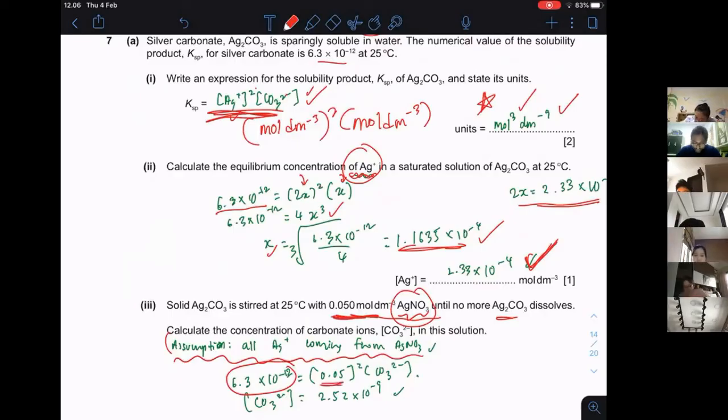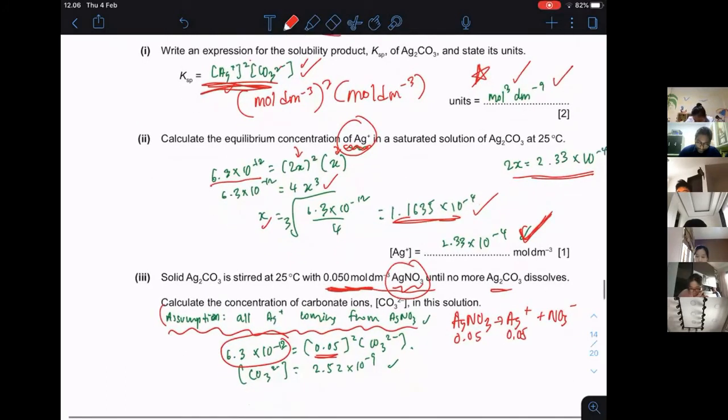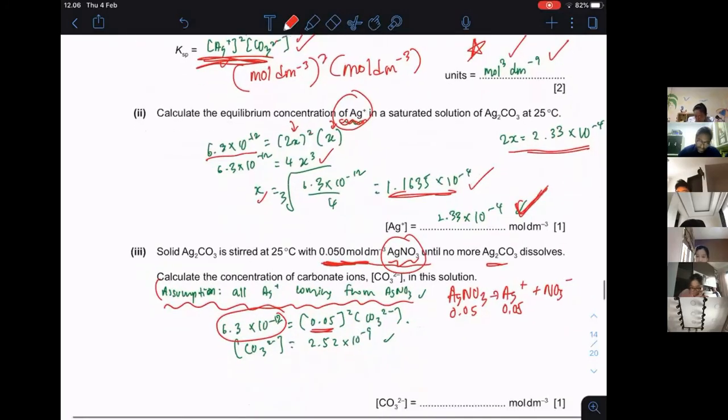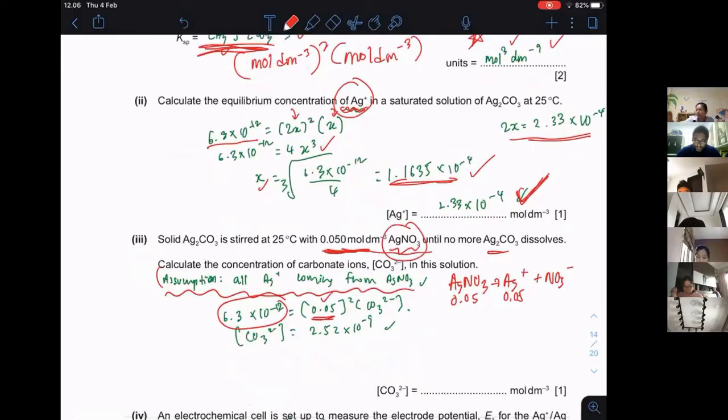of silver ions. It's because silver nitrate gives you Ag+ and NO3-. So if you have this 0.05, you will get 0.05 as well, in terms of mole. So I put over there. And then for carbonate, I'm not sure because it's sparingly soluble. I'll just put it over there.